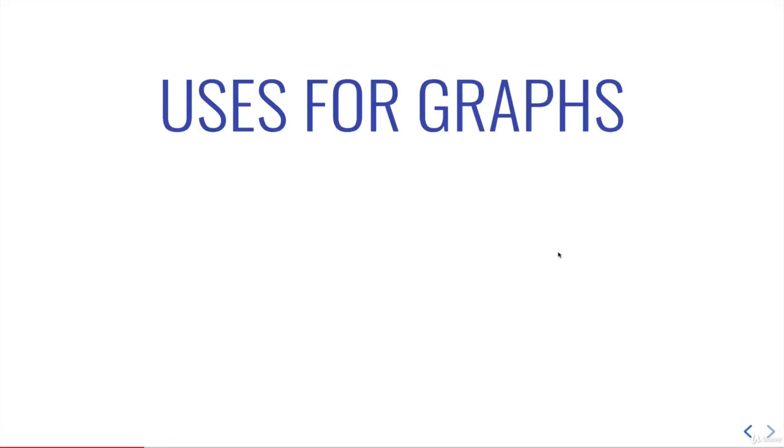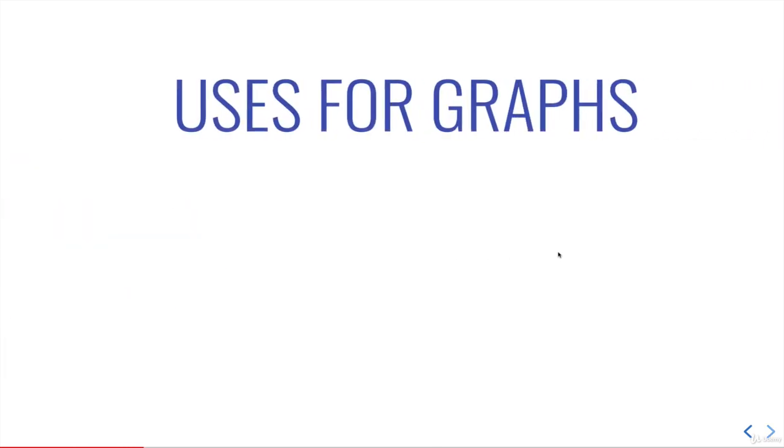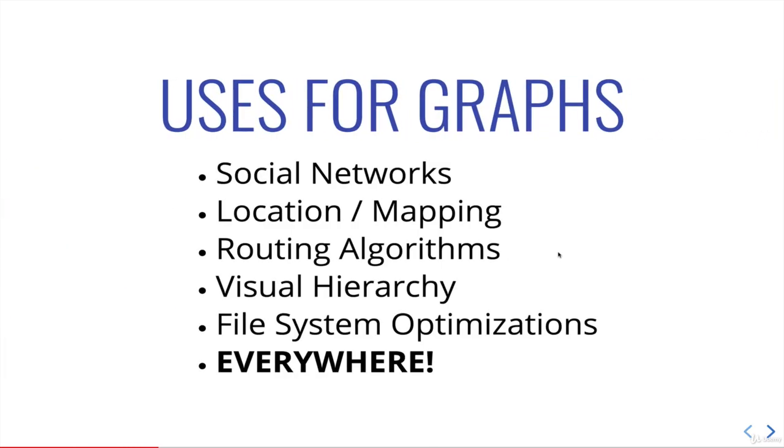So now I want to talk about some real world applications. Where does this stuff come up? A bunch of nodes connected by lines. Well, all over the place. Social networking, we'll also talk about things like mapping, Google Maps, directions, location, pathfinding, routing.